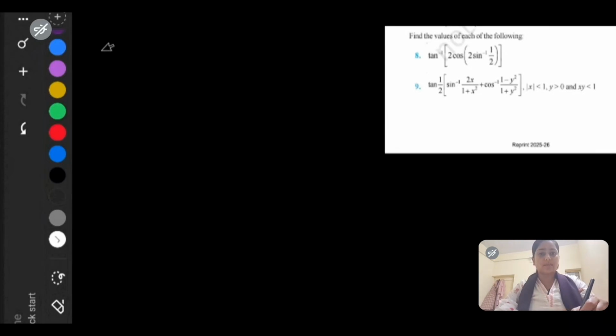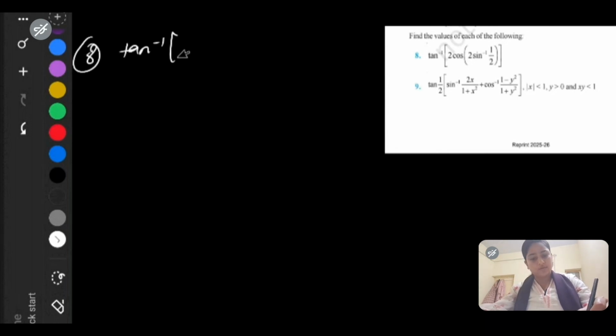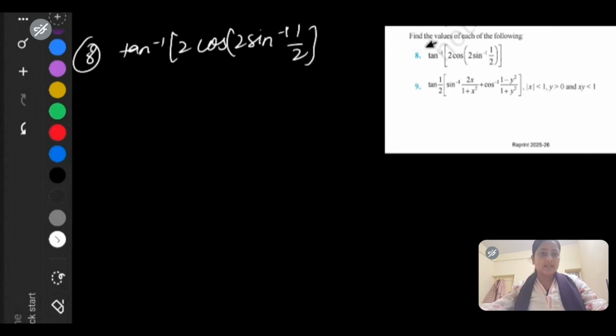Today we will solve question number 8 from exercise 2.2. So we have tan inverse of 2 cos bracket of 2 sine inverse 1 by 2. So this is the question, and the question is find the value of each of the following.